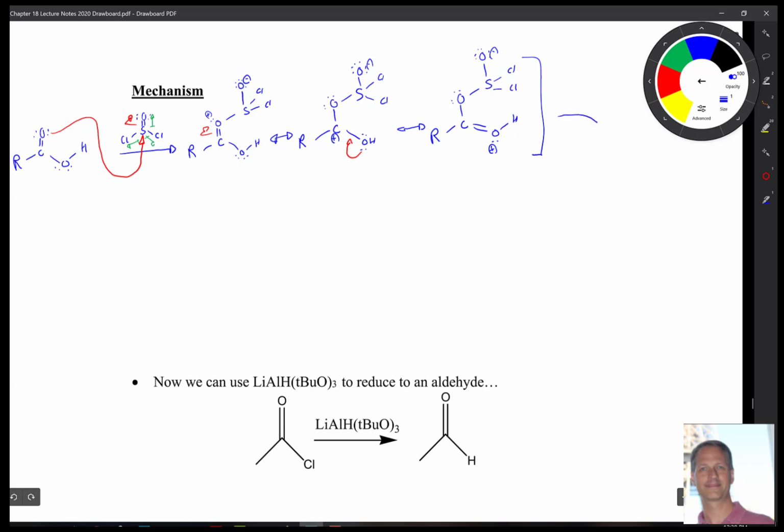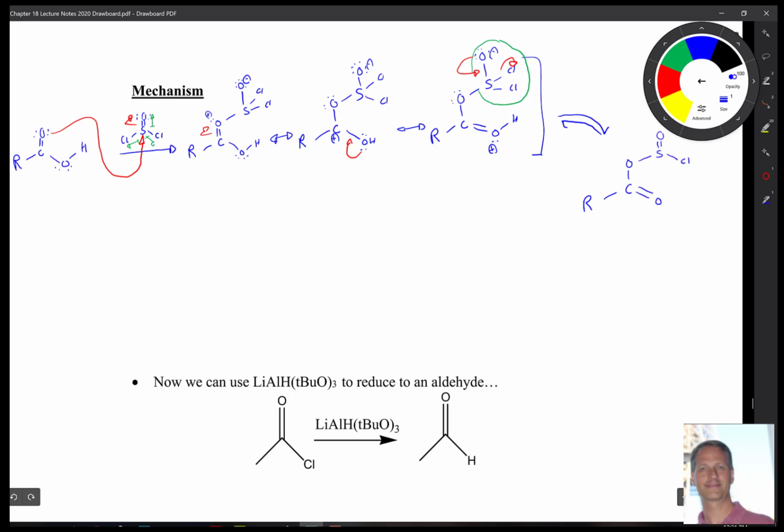So this next step here is going to take care of kind of this mess that's happening up here. So we're going to take a set of those electrons, swing them down, and we're going to kick off chloride. That'll give us this intermediate here.